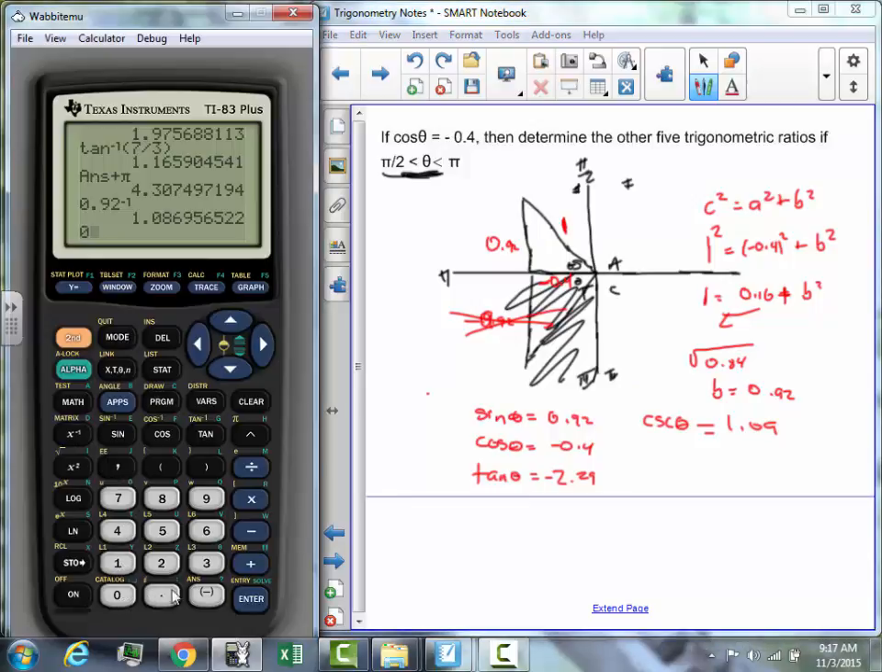Basically what you're doing is you're taking 0.92. Oh, let me clear that. You're doing 1 divided by 0.92.